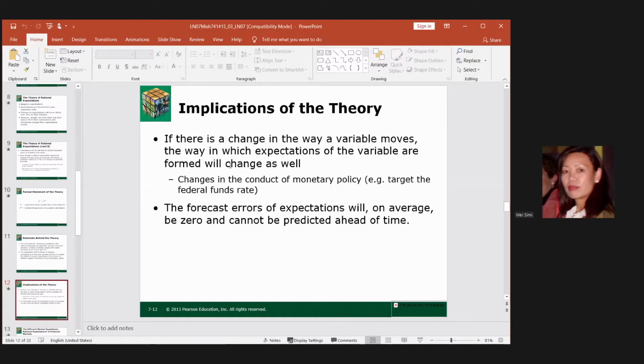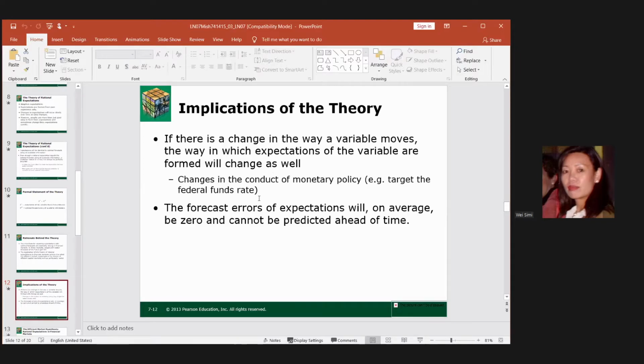So like I said, here is the example. Before, you used job data to forecast in your old model, but since this job data has changed, you cannot use this data in your old model anymore. Maybe the model needs to change too. You see, that's what I say: the way in which expectations of the variable are formed will change as well. That means the form and organization structure of this data also change. Everything changed, not just data.